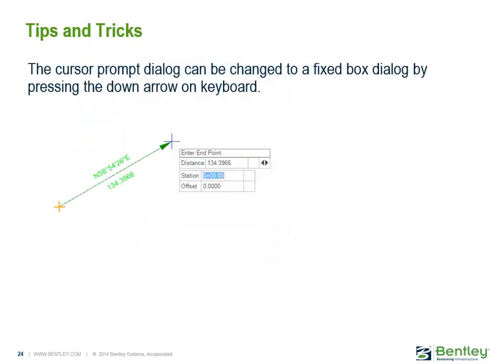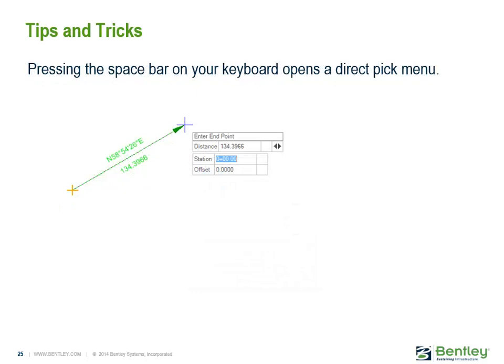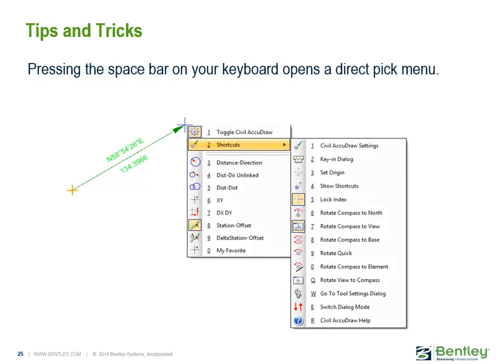A couple of tips and tricks when you're using Civil AccuDraw. You'll notice on the screen that I've got my cursor prompt dialog. If you want to convert that to a fixed box dialog, you can do that by just pressing the down arrow on your keyboard, and the dialog itself will come up. In the same way, if you press the space bar on your keyboard, it will open up a direct pick menu, allowing you to change your method as well as have access to the different shortcuts.